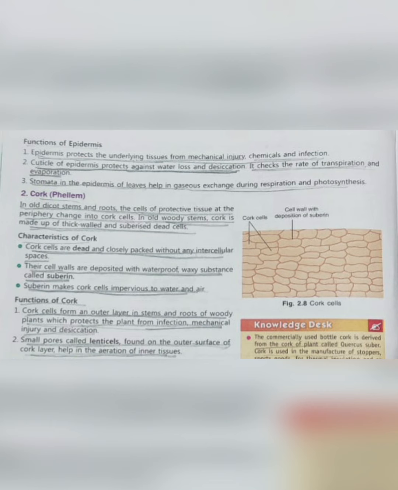Functions of cork. Cork cells form an outer layer in stems and roots of woody plants which protect the plant from infection, mechanical injury and desiccation. Small pores called lenticels found on the outer surface of cork layer help in the aeration of inner tissues.